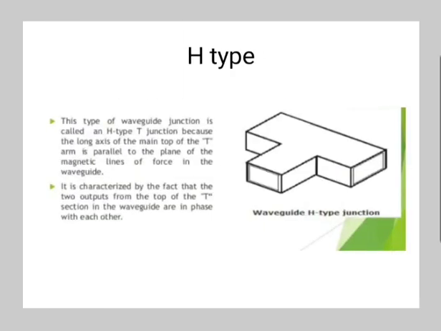Next is the H type. This type of waveguide junction is called an H type T junction because the long axis of the main top of the T arm is parallel to the plane of the magnetic lines of force in the waveguide, and it is characterized by the fact that the two outputs from the top of the T section in the waveguide are in phase with each other.